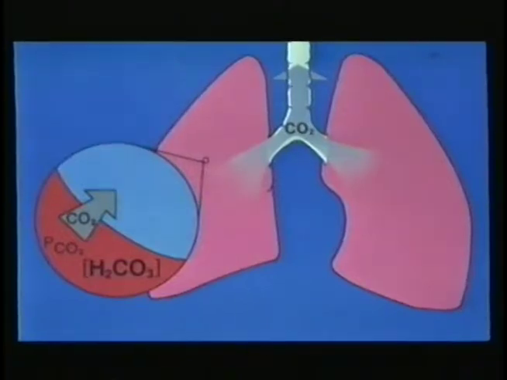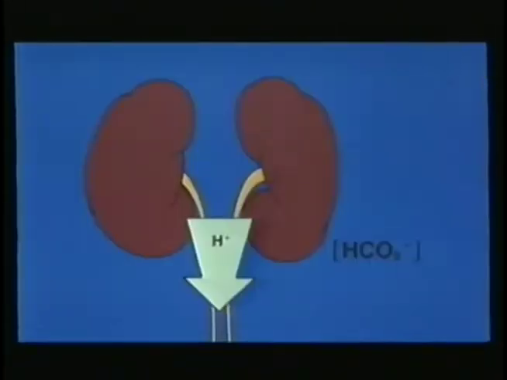Slide 6. In the unit defining the role of respiration in hydrogen ion metabolism, you learned that PCO2 and the concentration of carbonic acid are controlled by the respiratory system through its regulation of carbon dioxide excretion. Slide 7. In this presentation, you will learn that the concentration of bicarbonate ions is controlled by the kidney through its regulation of hydrogen ion excretion.